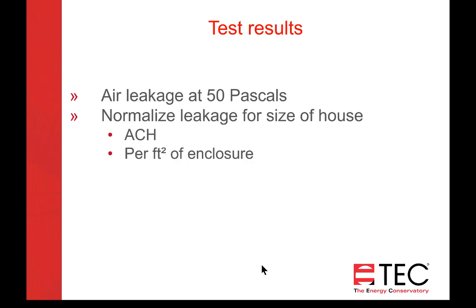And some standards will look at CFM per square foot of enclosure, and that's a better metric to use, because air leakage occurs through the holes in the envelope, right? Through the holes in the enclosure. So it makes most sense to use CFM per square foot of enclosure instead of air change per hour. Air change per hour penalizes small volume buildings. There's not a linear correlation between square foot of enclosure area and volume.